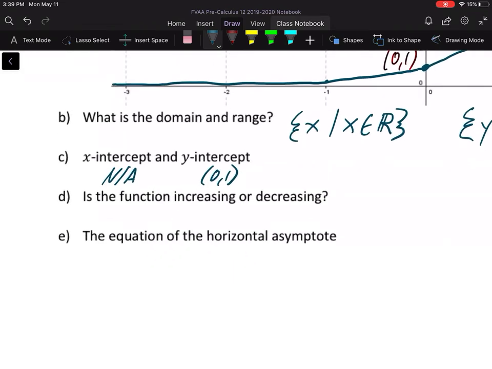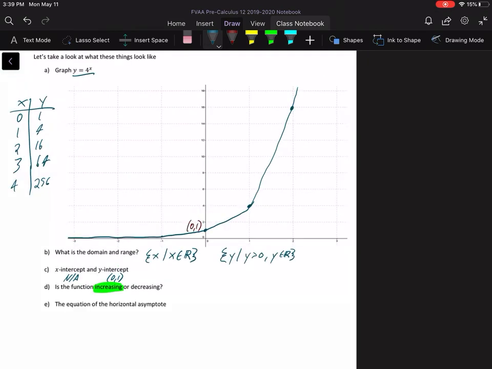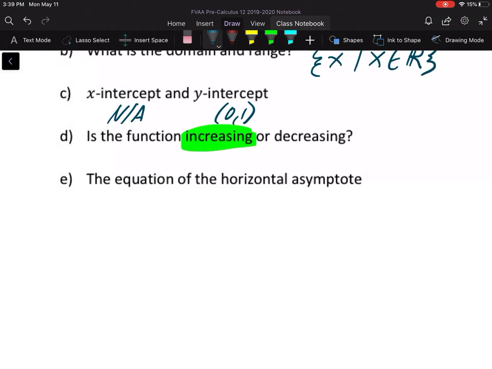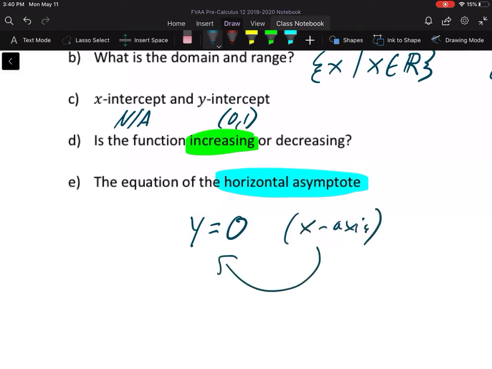Is this function increasing or decreasing? Well, it's pretty clear in this one that this is an increasing graph. We saw in the example for COVID-19 a decreasing graph. We'll see another one in the future here in a second. But yeah, this is increasing. And you read your graph left to right. Is it increasing or decreasing? And then the equation of the horizontal asymptote is y equals 0. The horizontal asymptote is that line that the exponential function approaches but never crosses. And in this case, it's the x-axis, and the equation for the x-axis is y equals 0.